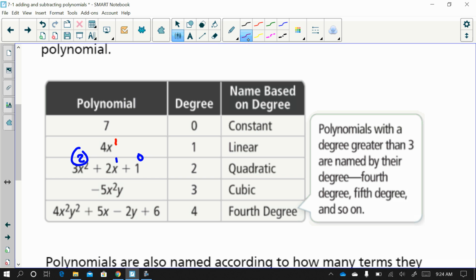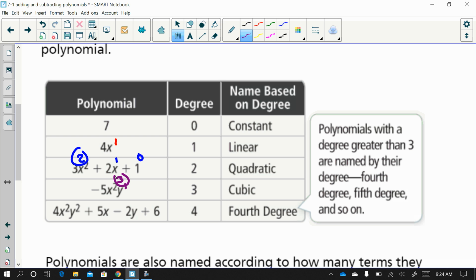Next example. I have one term. Remember, when we're finding the degree of one term, we add up all the exponents. The x has an exponent of 2, the y has an exponent of 1. Add them up. What's 2 plus 1? I get 3. So my degree is 3. We call this a cubic.